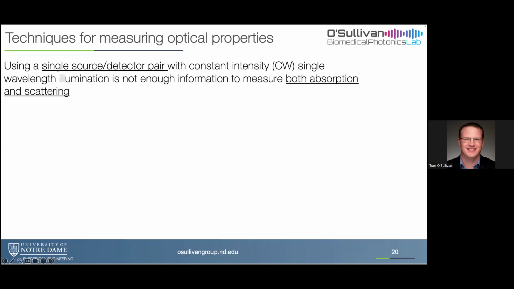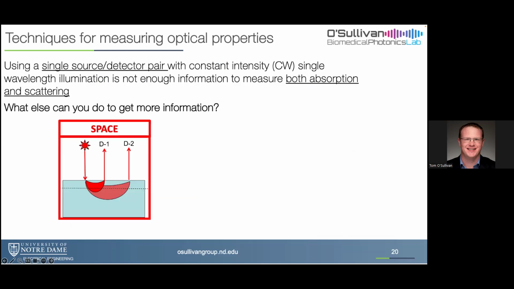So what else can you do? If a single source detector pair with constant intensity is not enough information to measure both absorption and scattering, here are three things you could do. You could use space, right? We saw that already with measuring multiple source detector separations. You saw that yesterday, spatial frequency domain, right? You're using the concept of space, in that case the spatial frequency domain as opposed to the real spatial domain, to look at how photons travel different lengths. And as a result, they're going to be affected differently by scattering and absorption. So you kind of saw that already.